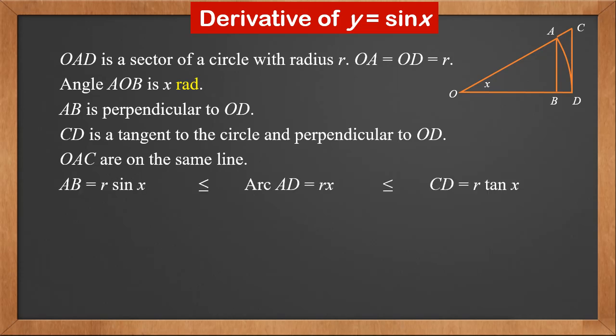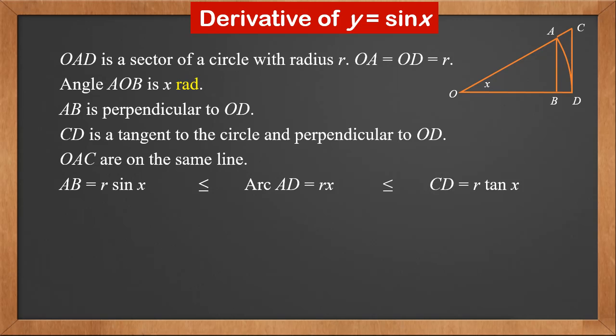Look at triangle OAB. OA is r. So AB is r sin x. Since x is in radian, the length of arc AD is rx. Look at triangle OCD. OD is r. So CD is r tangent x.